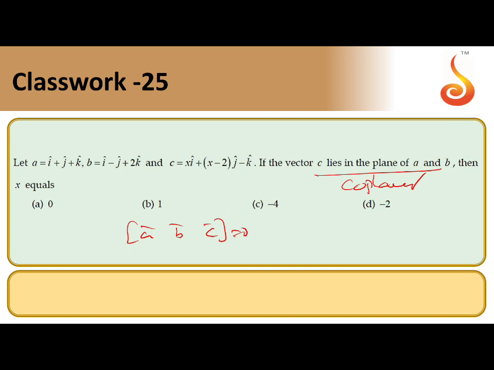So we'll solve the question in the next page. So A is 1, 1, 1; B is 1, minus 1, 2; C is X, X minus 2, minus 1. So that means here box A, B, C equal to 0. The vectors are coplanar means 0. So box means 1, 1, 1; next 1, minus 1, 2; X, X minus 2, minus 1 equal to 0.